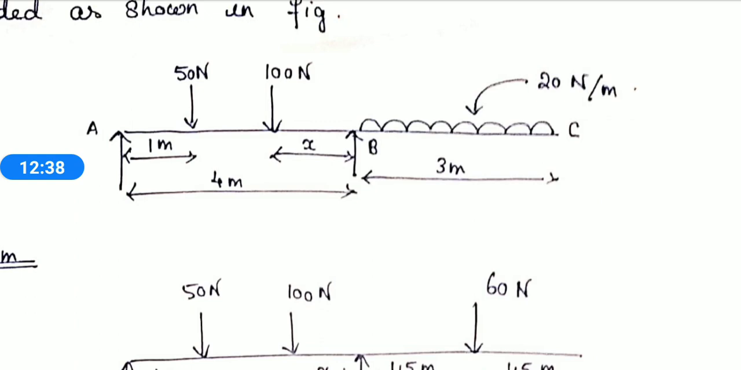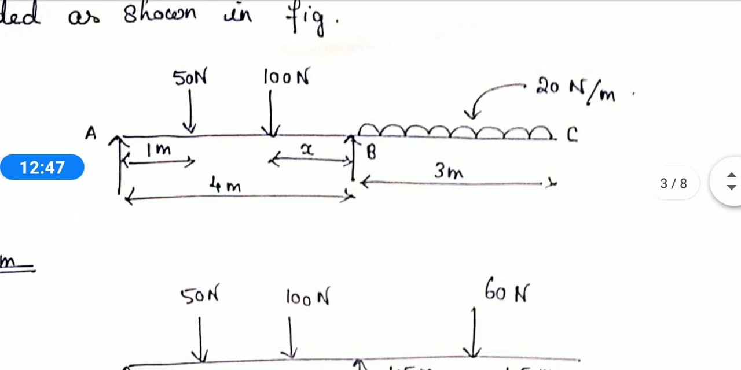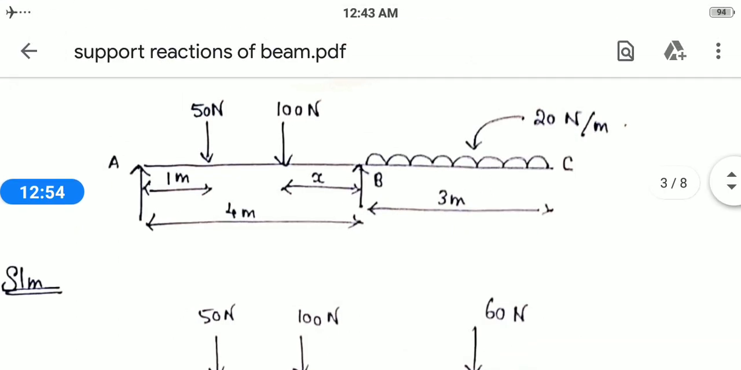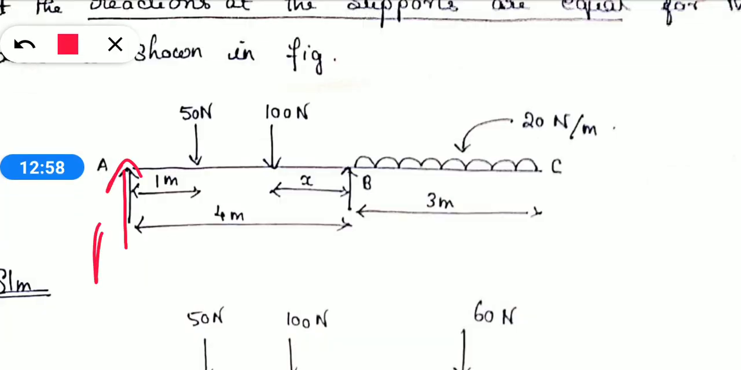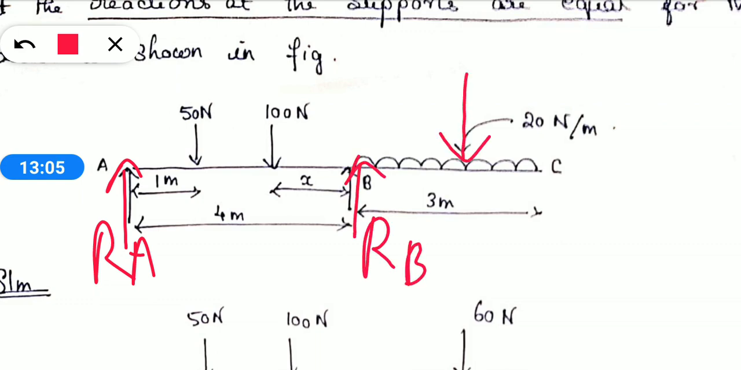How to calculate your UDL? W into L. So 20 into 3 will give you 60 Newton. Where will it act? It will act at the center. So 3 divided by 2 is equal to 1.5 on either side. A has RA reaction and B is also having RB reaction. This we are converting into the center load, that is 20 into 3 is equal to 60 Newton.